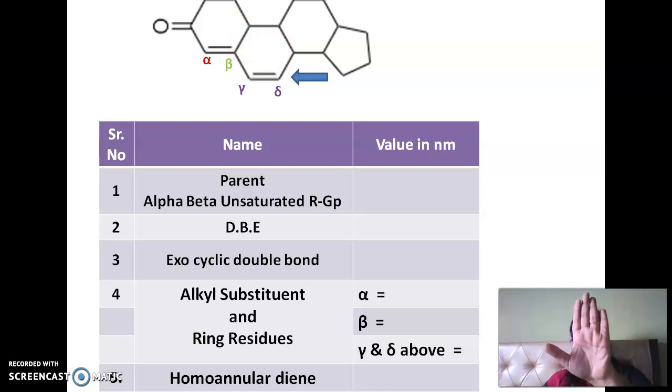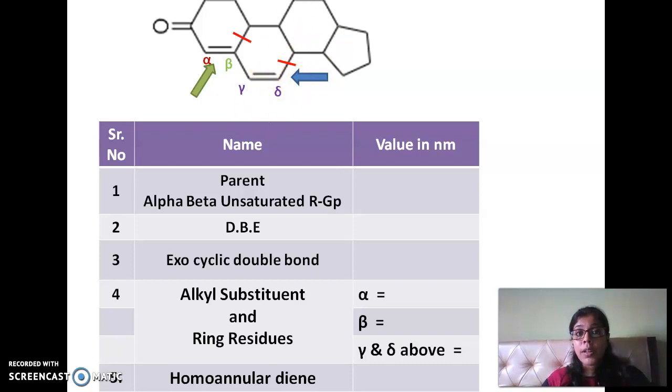For B ring, yes, I have 1 exocyclic double bond. For C ring, none. D ring, none. So I have 1 exocyclic double bond. Now coming to my alkyl substituents and ring residues: at alpha position, do I have something? No. At beta position? Yes, 1 ring residue. At gamma, none. At delta, yes. So I have 2 ring residues.